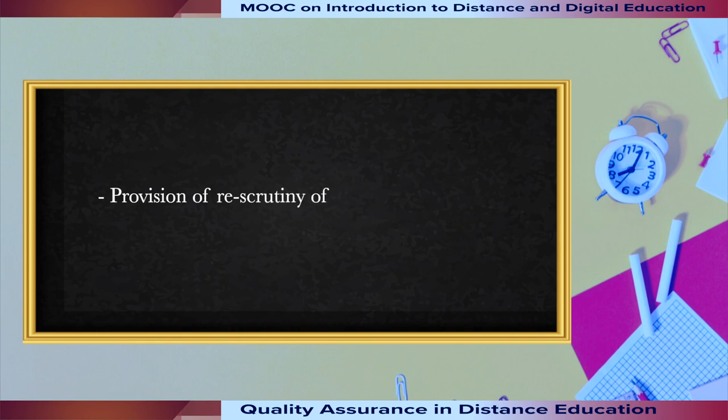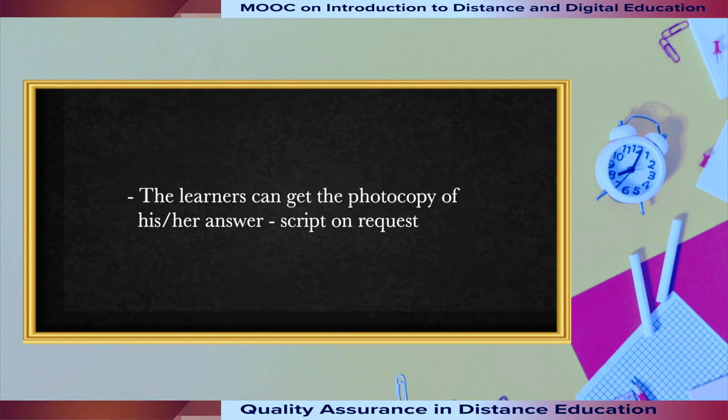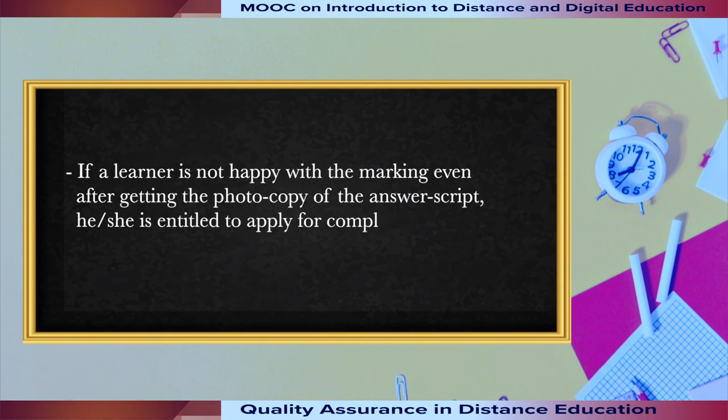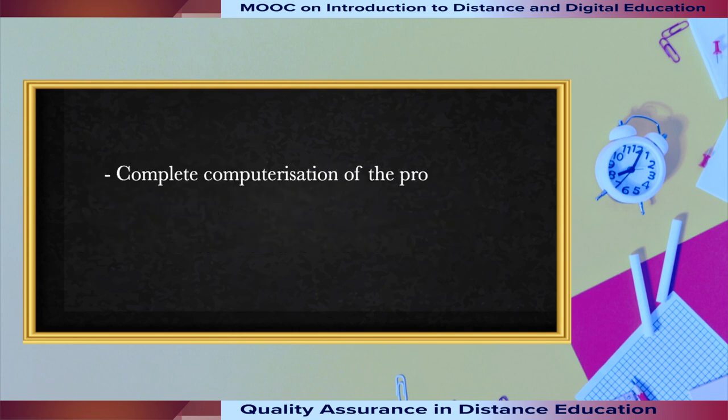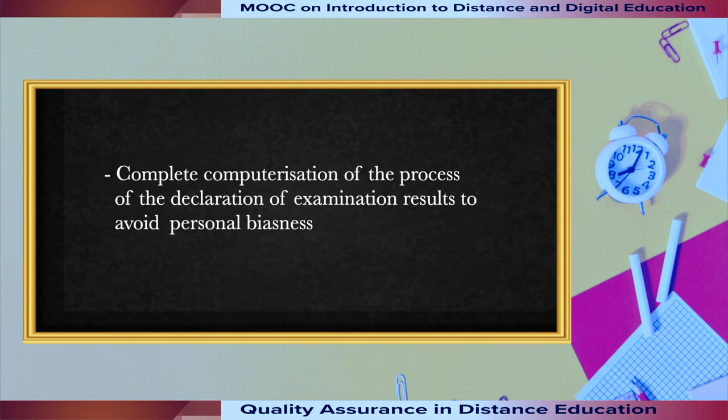Provision of re-scrutiny of answer script. The learner can get the photocopy of his or her answer script on request. If a learner is not happy with the marking, even after getting the photocopy of the answer script, he or she is entitled to apply for complete re-examination of the answer script by a second examiner. Complete computerization of the process of declaration of examination results to avoid personal bias.